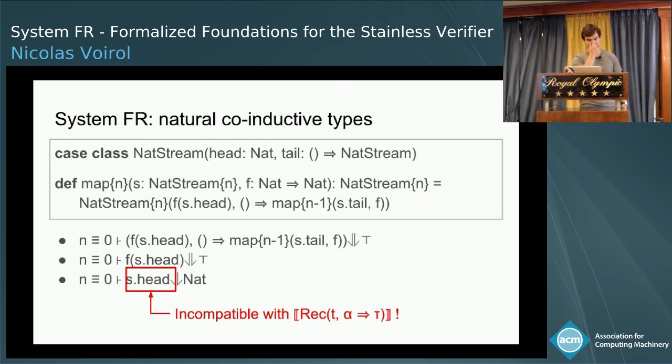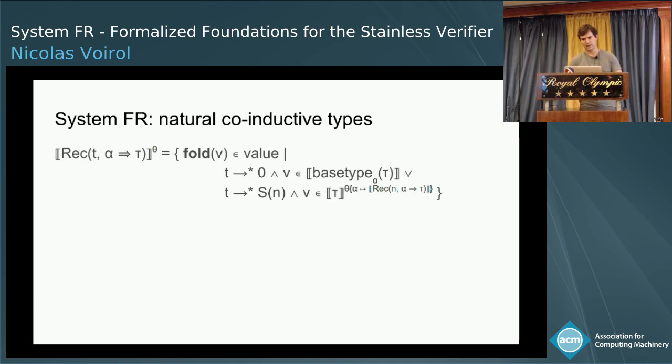So actually, you can't type check map from stream n to stream n with the current denotation. So it's not even a problem with the type system. It's a problem with what we defined as good values. So we thought about how to get around this, and we modified slightly our definition of the recursive type. Now the recursive type has to have the shape of a fold, and if T evaluates to zero, it's not just fine immediately, V also has to be part of some base type of tau. And what this base type function does is it removes alpha from the type tau.